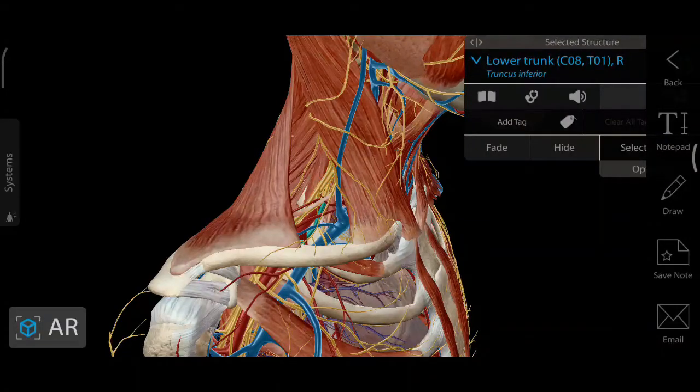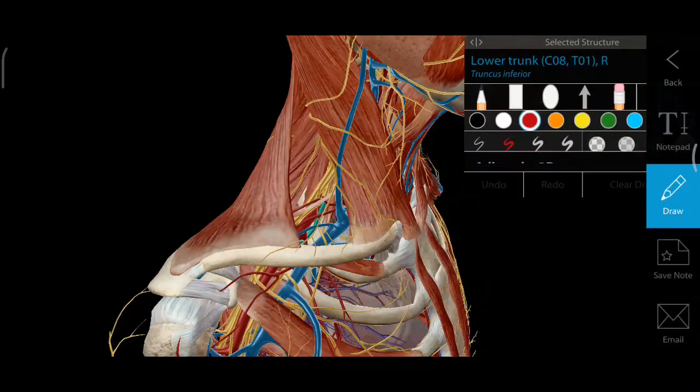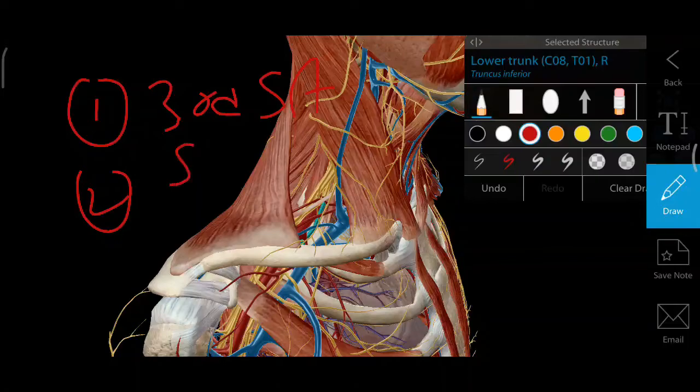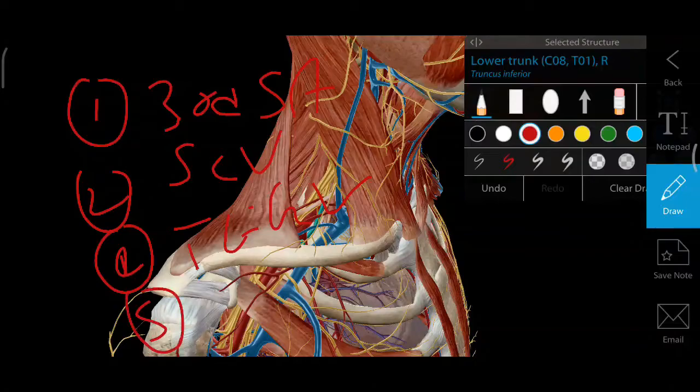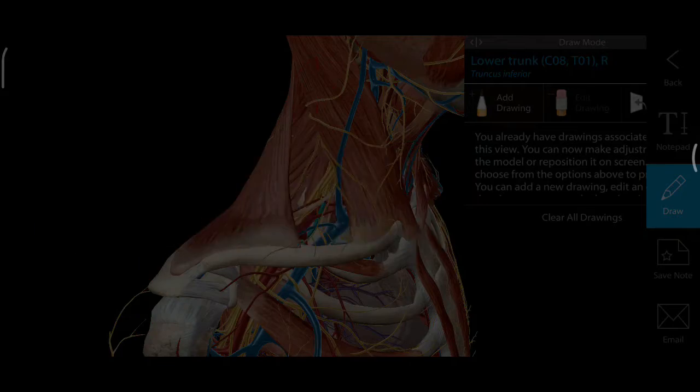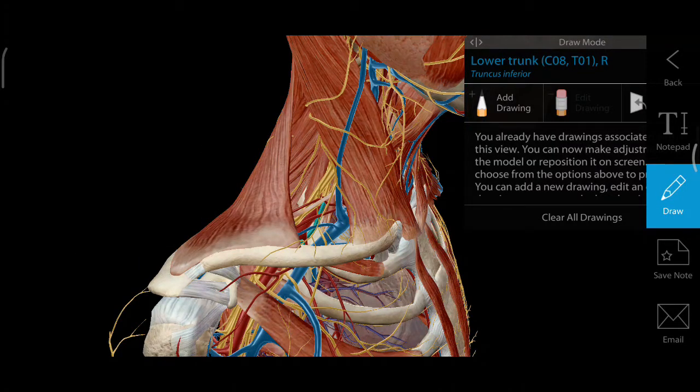So the contents are: first, the third part of the subclavian artery; second, the subclavian vein; the fourth one is the terminal part of the external jugular vein; and the fifth one is the trunks of the brachial plexus. Guys, now it comes to the lymph nodes. The lymph nodes have some clinicals, so we will see them.